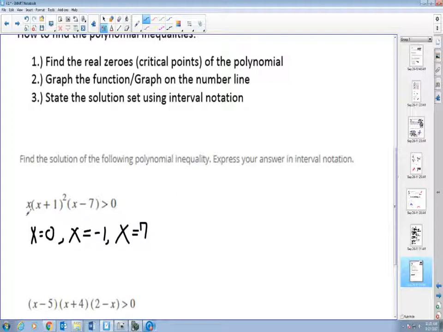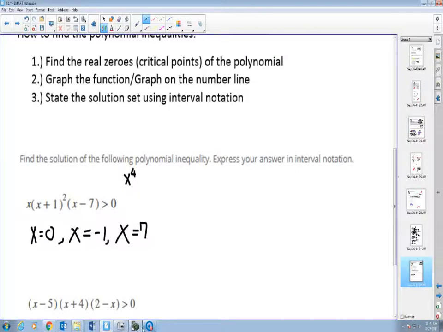If you think about it, x times x is x squared. This factor is actually x plus 1 times x plus 1, which is another x squared. That will give me x to the 4th power. X to the 4th power means I will have at most 4 zeros. But right now I only have 3 because 2 of them are the same. So with the even multiplicity, my graph should turn at x equal to -1.